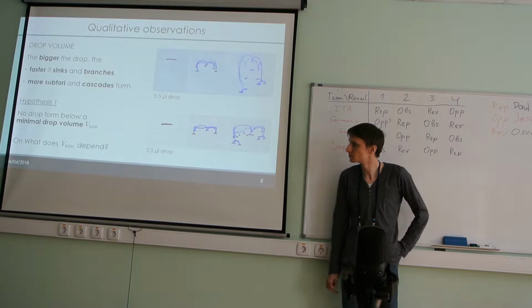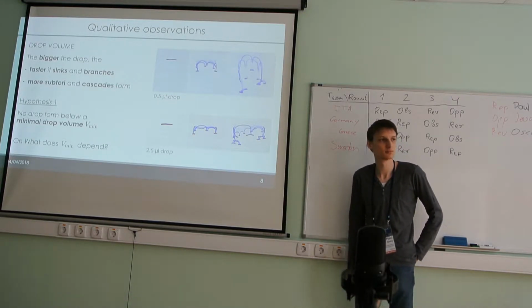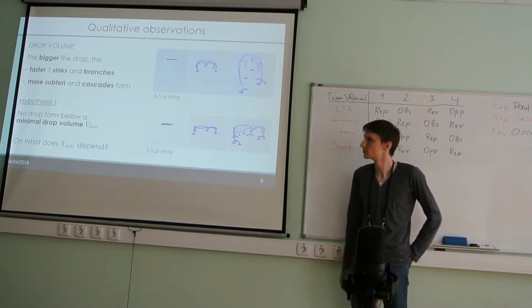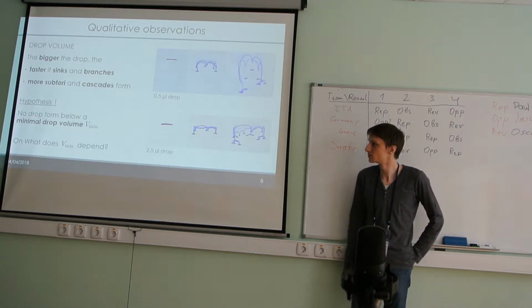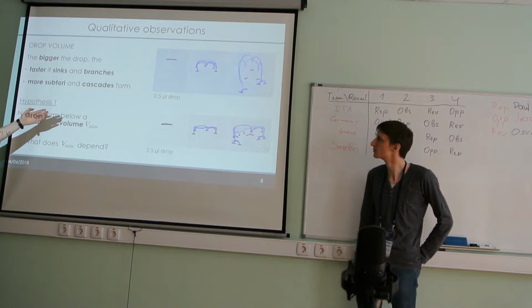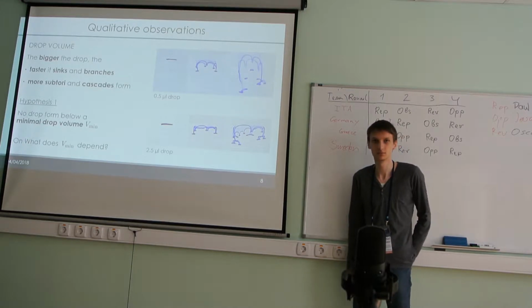Let's continue on some of our important parameters. The most important parameter we considered is the drop volume, and there we clearly observed that the bigger the drop, the faster it spins and branches, and the more subtori and cascades form, as you can see here in the comparison between 0.5 and 2.5 milliliters. You can clearly see that there's more structure down here.